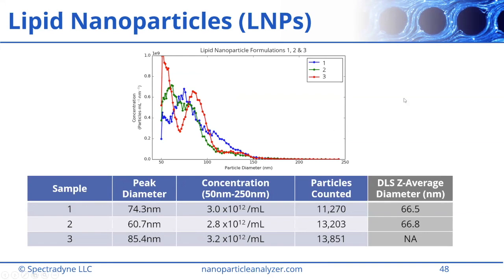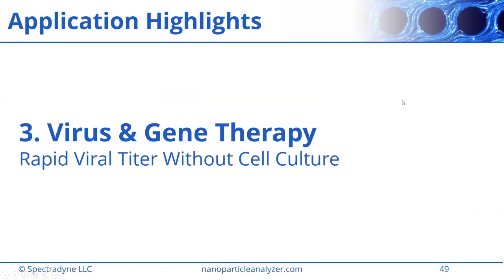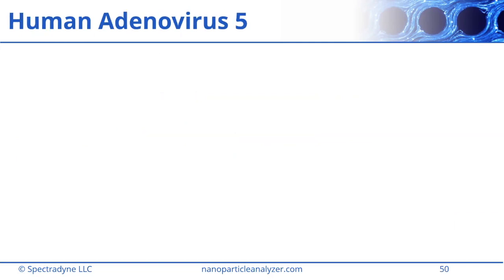All right, so let's move to the third application I would like to highlight, which is an application in virus measurement, and which is, of course, relevant to gene therapy applications. And here, our customers are using MRPS to quantify the viral titer in a few minutes, as compared to a few days sometimes to measure the virus titer by cell culture methods. So this is a huge time-saving opportunity for those working with viruses, and let me show you an example.